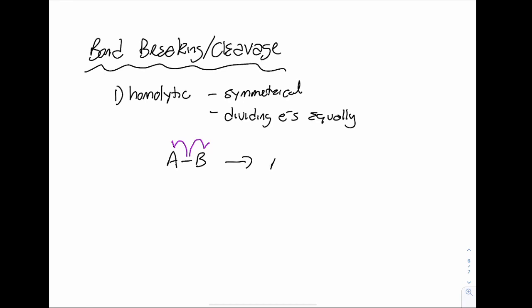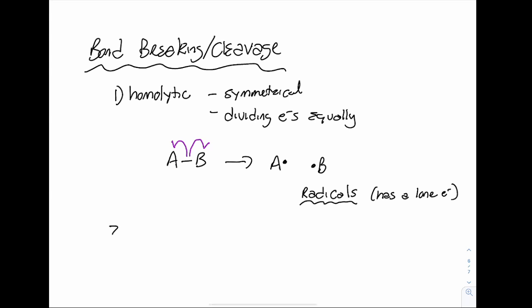So what I have is 2 radicals. I have A that has 1 electron, and then I have B that has another electron. So we've produced radicals. A radical is an atom with an odd number of electrons. It has an unpaired electron. Has a lone electron. Not a lone pair, but a lone electron.